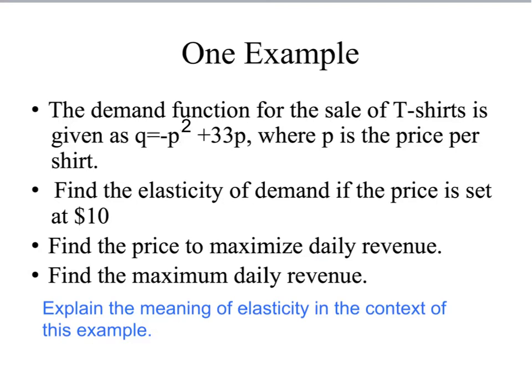The demand function for the sale of t-shirts is given as Q is equal to negative p squared plus 33p, where p is the price per shirt. Find the elasticity of demand if the price is set at $10. Find the price to maximize daily revenue. Find the maximum daily revenue. And then let's explain the meaning of elasticity in the context of this example.